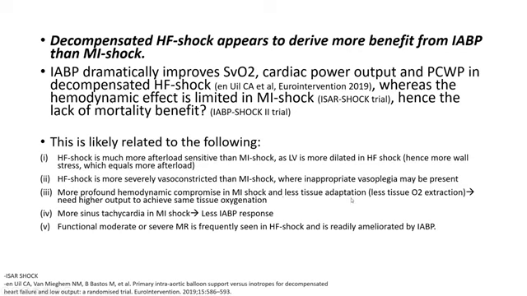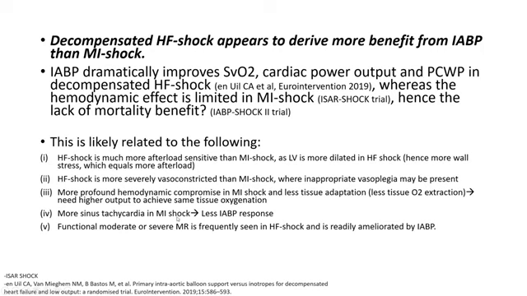is less tissue adaptation in acute MI shock, less ability of the tissues to extract O2 compared to chronic heart failure shock, where tissues are adapted to reduce O2 delivery. Therefore, you need higher output to achieve the same tissue oxygenation in MI shock.